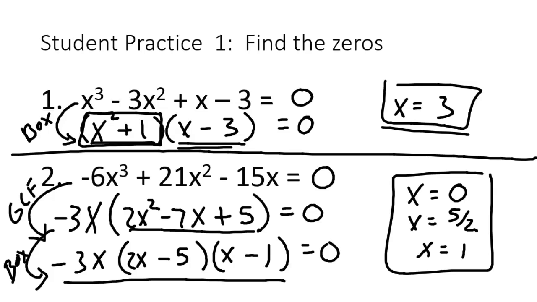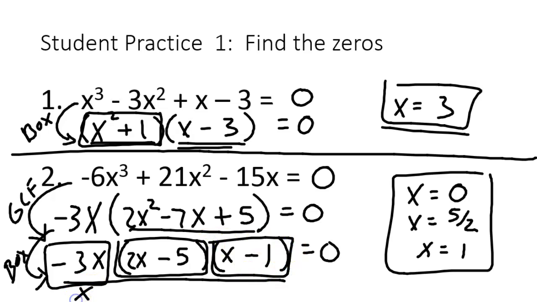Okay. Now, once you have that, you're going to set each one of these factors equal to 0. There's 1, 2, and 3. The first one here gives you 0. The next one, I guess I'll put a check mark instead. The next one gives you 5 halves, and the next one gives you 1 when you set those factors equal to 0 and solve. Okay? So that one would touch the x-axis in 3 places.